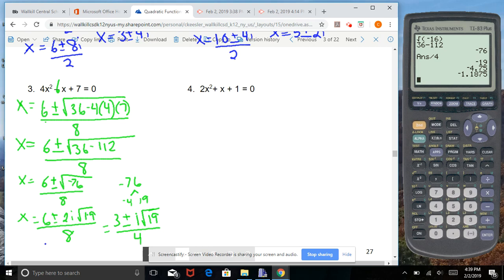I cannot combine any like terms. I can't divide 3/4 or 1/4. You want to leave it as one compressed answer. So again, we know we have imaginary non-real roots because the i is in our answer.